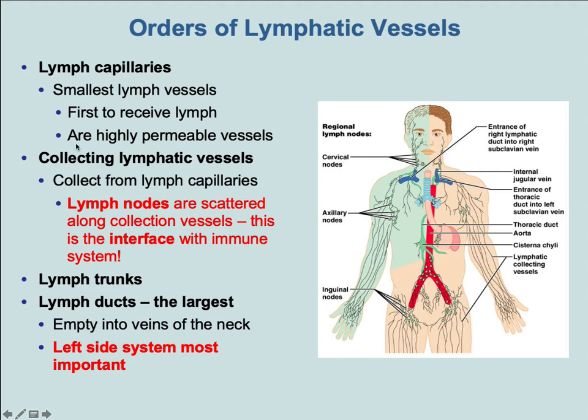Following the collecting lymphatic vessels, those merge to form lymph trunks. Lymph trunks eventually merge to form lymph ducts. These are the largest lymph vessels, and these eventually drain into the veins in your neck. We'll look at that in more detail later. But as we'll see, the left-side lymph duct system is the most important because it drains three-quarters of your body.